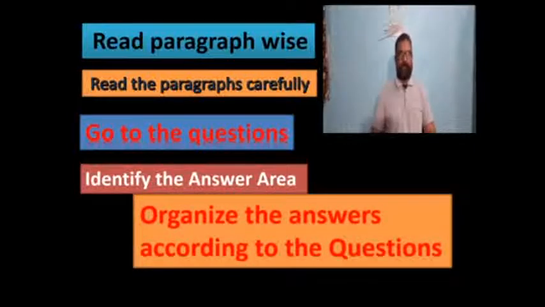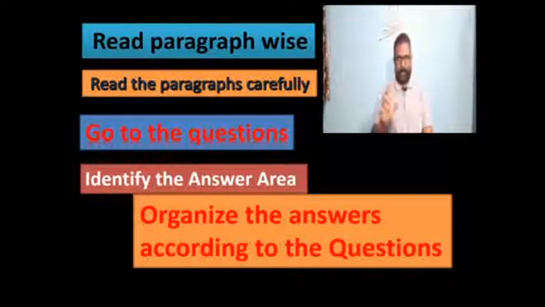The third step is reading paragraph-wise. You have to select each paragraph and read it very carefully. Each paragraph is a unit, and each paragraph has a theme or sub-theme. After a careful reading, you go to the question straight away. Read the question and try to find where the answer is. I would like to say, the answer area, not the answer.